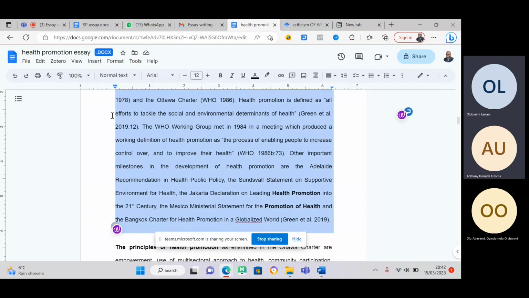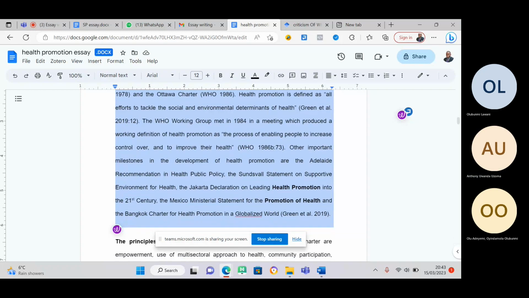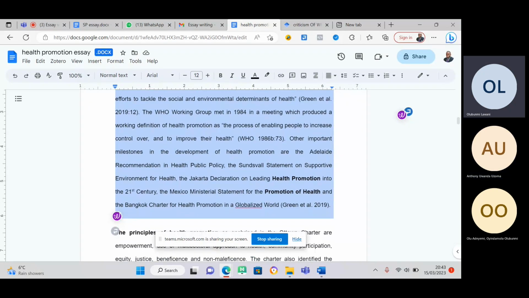Why I wrote about the history of health is because in the learning outcomes, I think it should be number 2 or so, there are five learning outcomes. You see where they said history of health promotion. So I am looking at the learning outcomes to make sure that my essay covers everything, all those five sections, and that's why I wrote something about it. Okay.